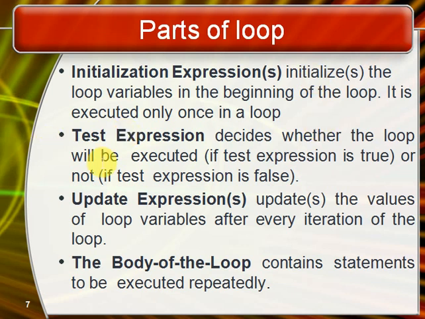Then we have the test condition. The test condition decides whether the loop will execute or not. It's based on the condition. If the condition is true, the body of the loop is executed, otherwise the body of the loop is not executed. Then the update expression. It is used to update the value of the loop control variable after every iteration of the loop. And then the body of the loop, it contains the main task, the statements related to the main task.